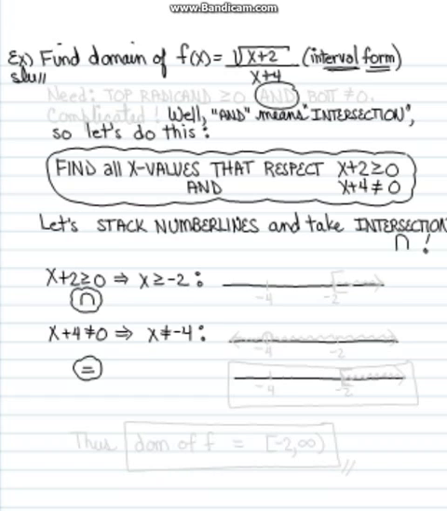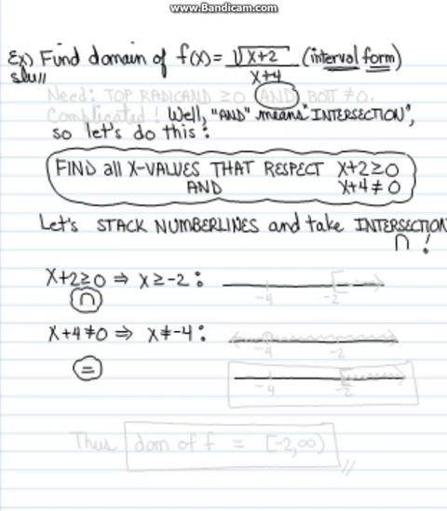Okay, in this example, we're asked to find the domain of the function, the square root of x plus 2 on the top, and then x plus 4 outside of the square root sign on the bottom, and to answer in interval form. Now, it's going to be a patchwork quilt kind of a thing here because I was having some technical problems with my pen, so we'll just fill in the blanks.